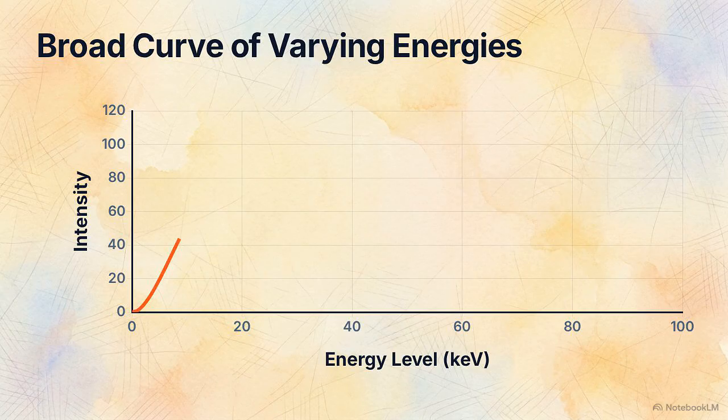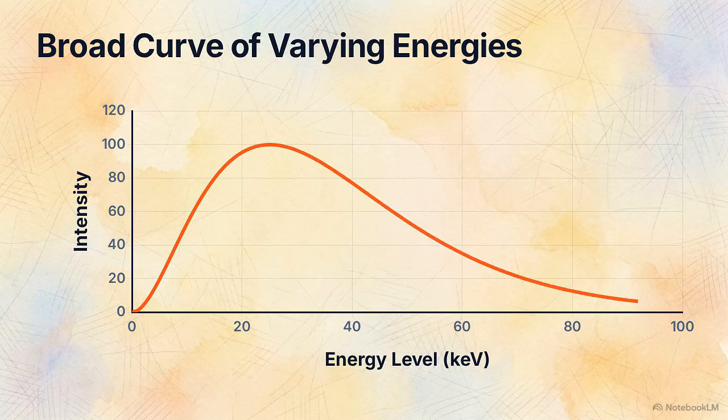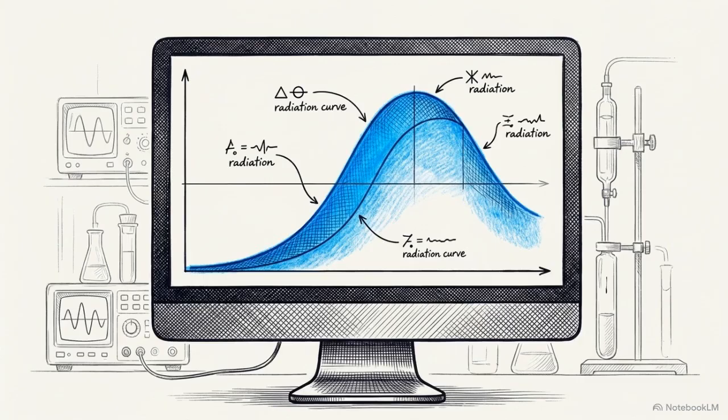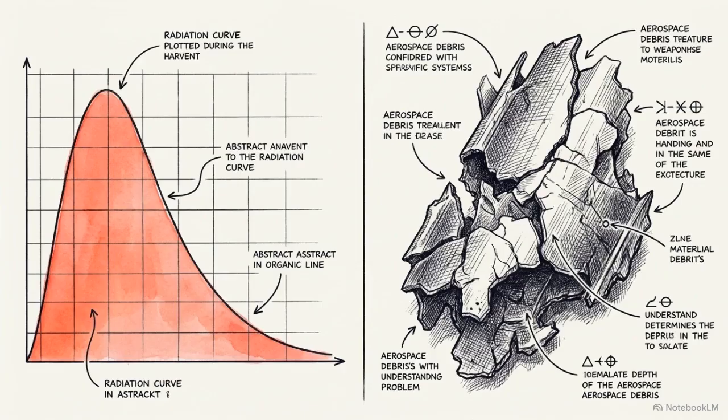When we plot this radiation on a detector, it doesn't give us a single crisp point. Instead, it creates a broad, continuous curve of varying energy levels. This continuous spectrum gives us a solid baseline of physical data. But because it spans such a wide band of radiation, it is not specific enough to let scientists identify the exact chemical elements hiding inside a material.